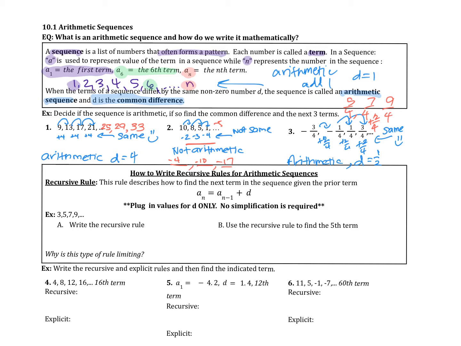So hopefully now you're starting to feel like looking at a pattern, you could identify what that common difference is in order to say if it's arithmetic or not. Now we're going to move into the next part of this section, which focuses around how we write a mathematical rule for what we're saying in words. So what we just said in words, for example, on number 1, was that the pattern is that we add 4. Well, is there a mathematical way to say add 4 using math notation instead of using words? That's what we're going to focus on next.